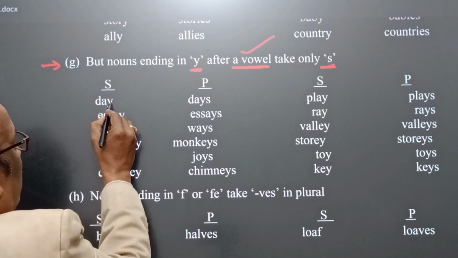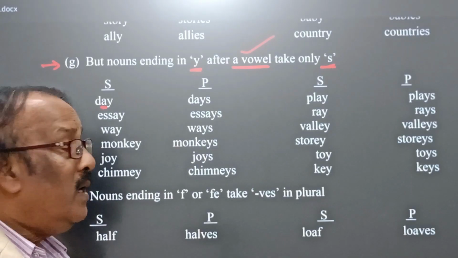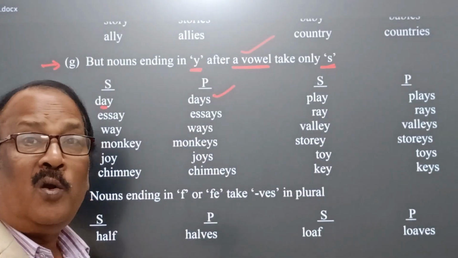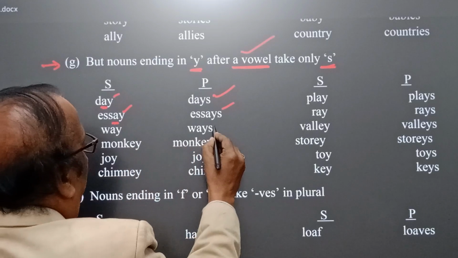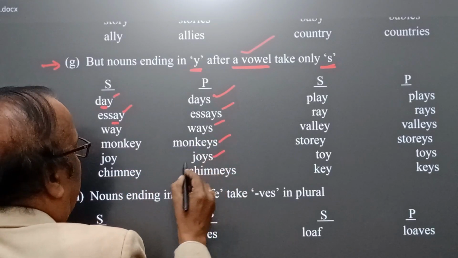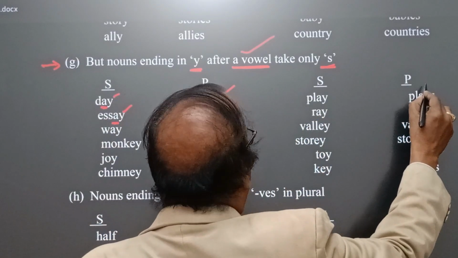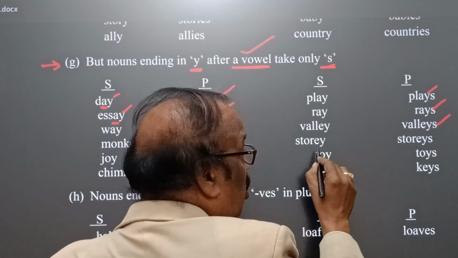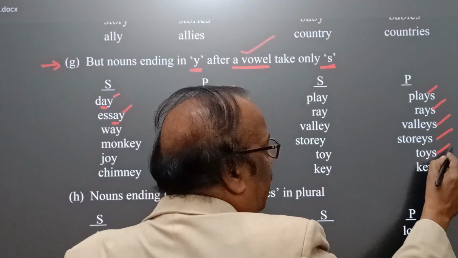Day, here after a vowel, y has been used, and therefore day, days. Here y is not dropped. Here we find essay, essays, way, ways, monkey, monkeys, joy, joys, chimney, chimneys, play, plays, ray, rays, valley, valleys, storage, toy, toys, key, keys.